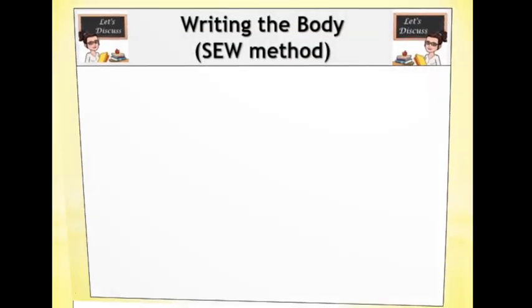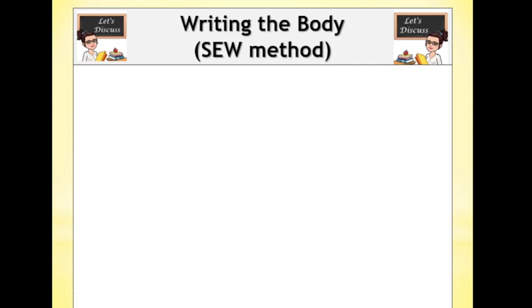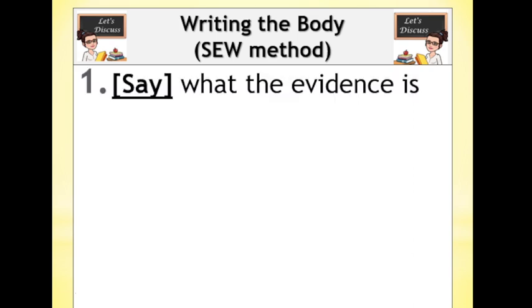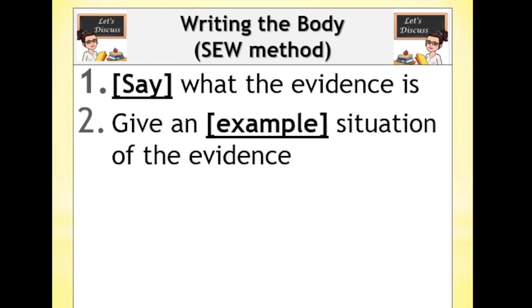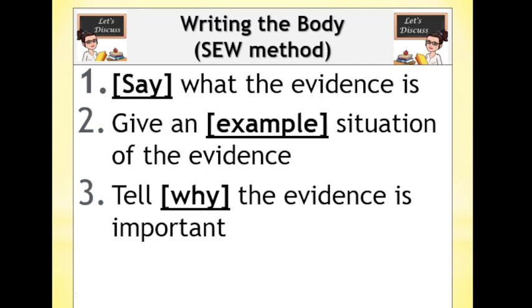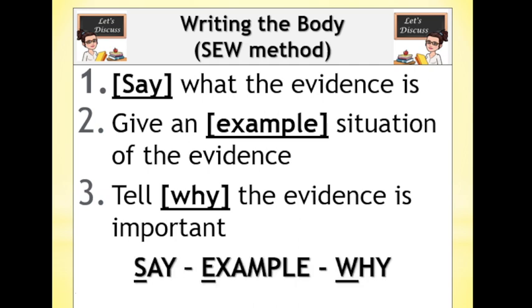Now, let's go to writing the body. In writing the body, I will teach you the SEW method. The SEW method actually stands for S, meaning say what the evidence is. E, example, wherein we give an example situation of the evidence. And W, why, we tell why the evidence is important. So the SEW actually stands for say, example, and why.